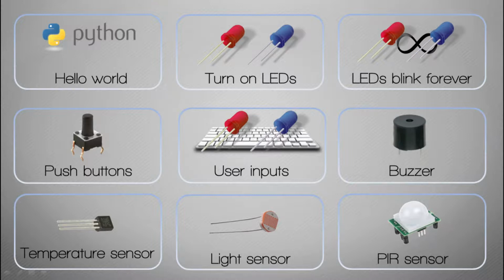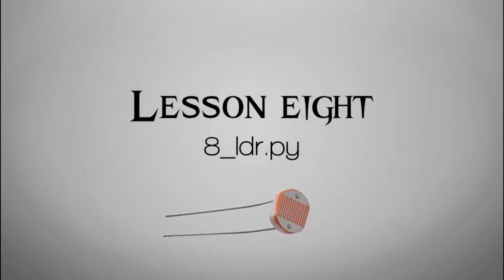So we're now on video 8, which is the light sensor, or light dependent resistor to give it its component name. So we have the code 8_LDR light dependent resistor.py. We're going to break down how that code works, and we're also going to look at the electronic circuit, how we actually wire up this device.